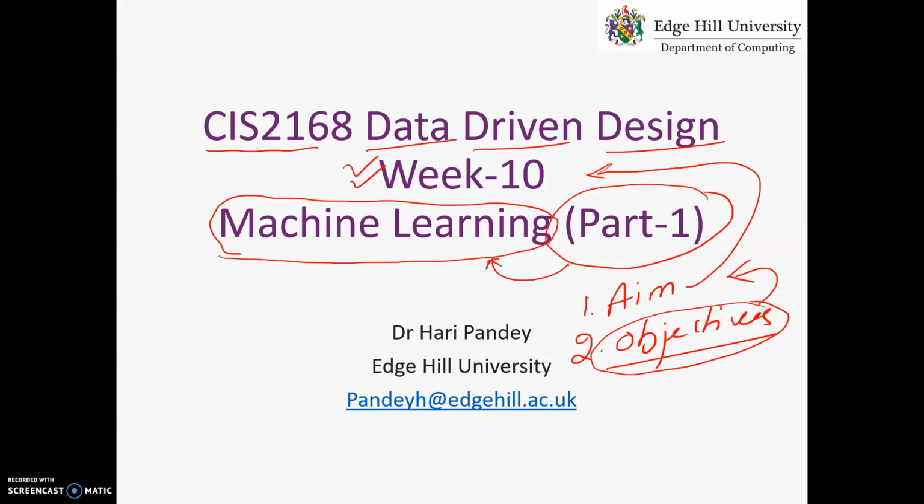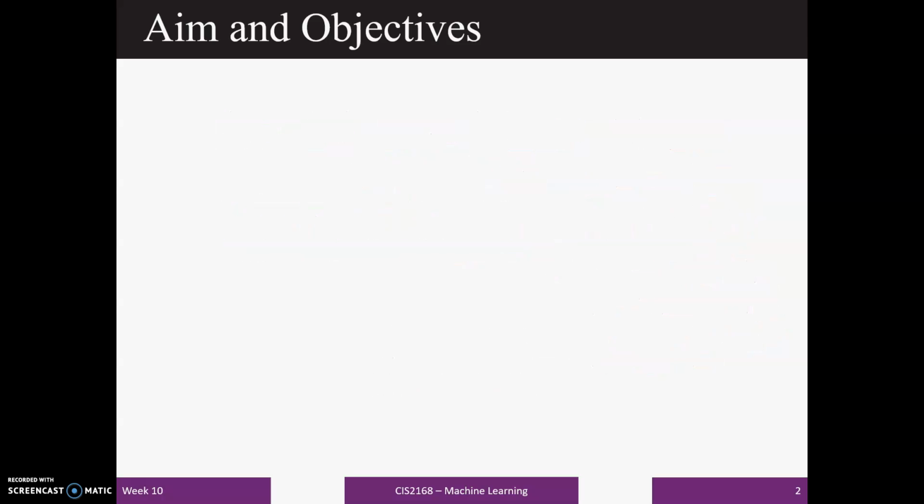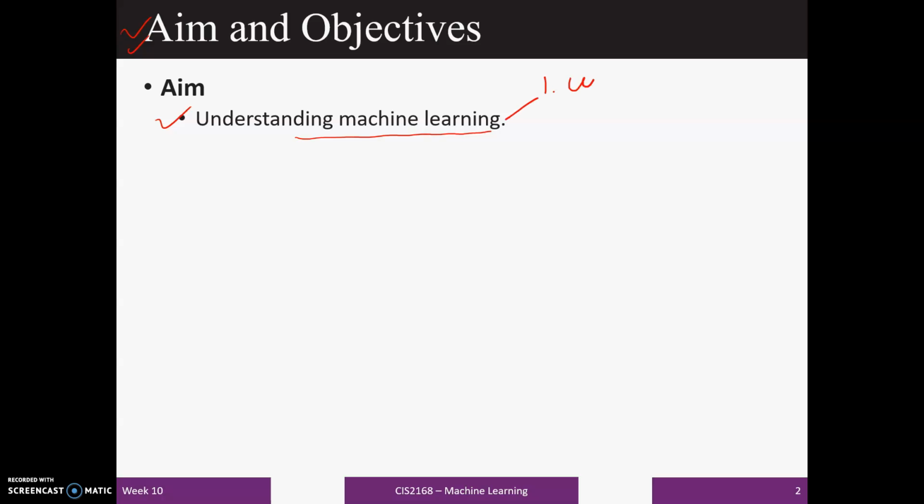So I have listed both the aim and objectives for the week 10 session in the next slide. Here you can see the title for this session. This slide is aim and objective. The aim for this session is understanding machine learning. So what do we want to understand? We want to understand, the first thing is, what are machine learning techniques?